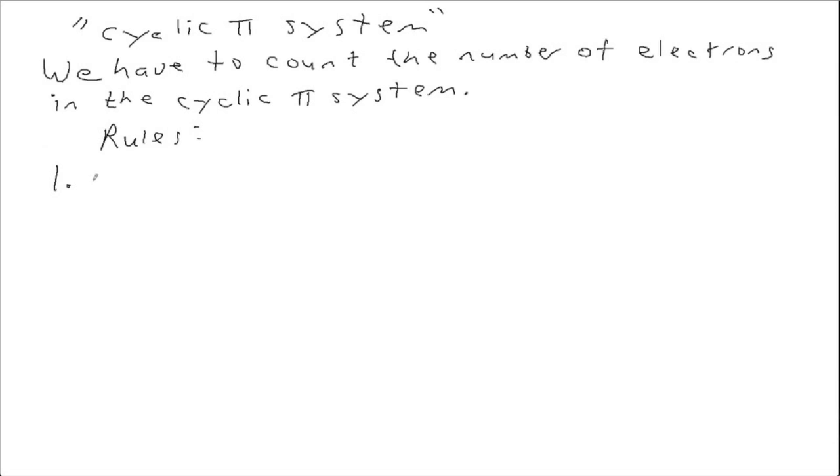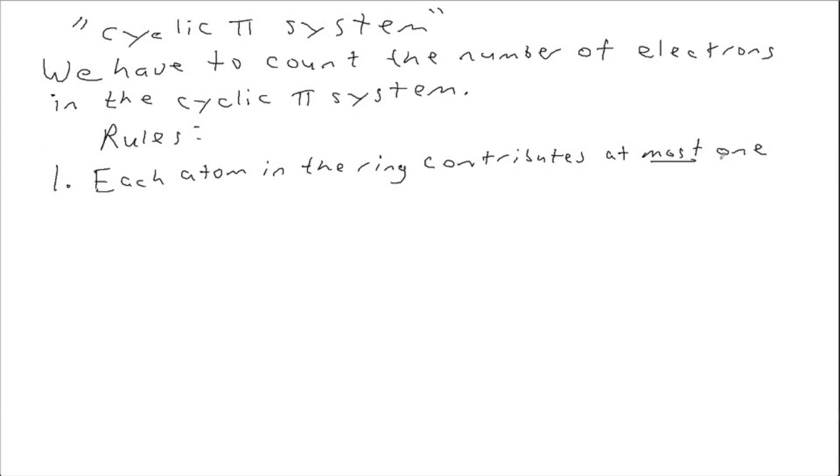Rule number 1. Each atom contributes at most one set of pi electrons. Each atom in the ring contributes at most one set of pi electrons.